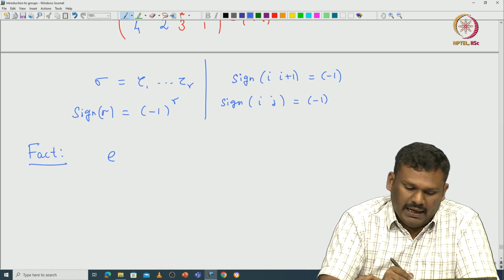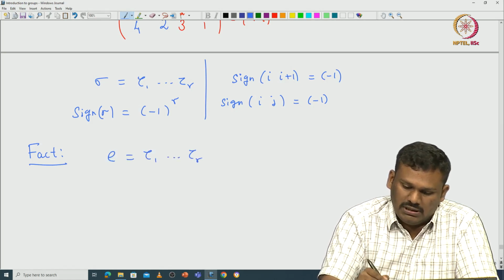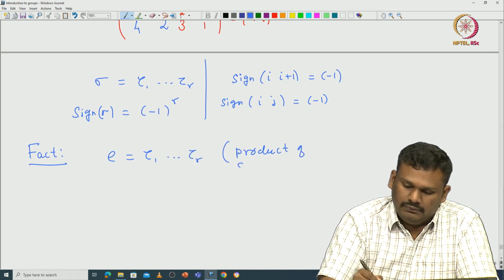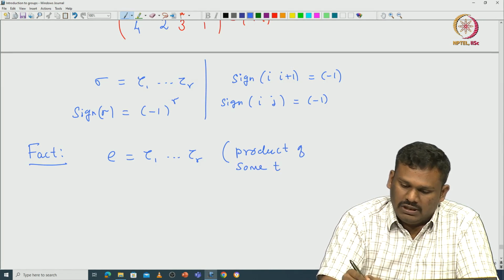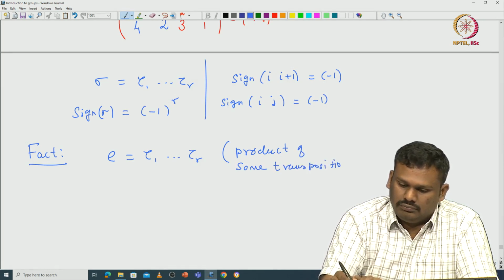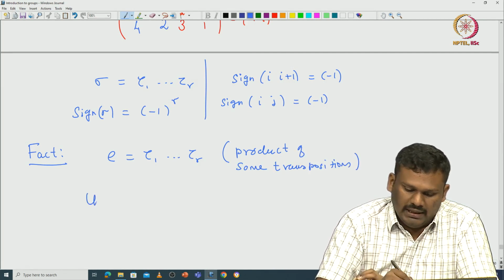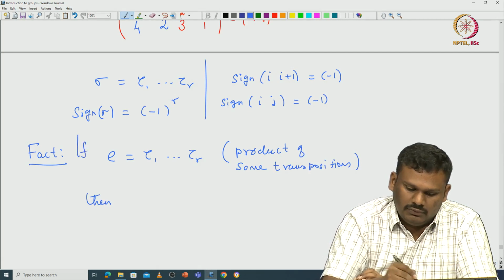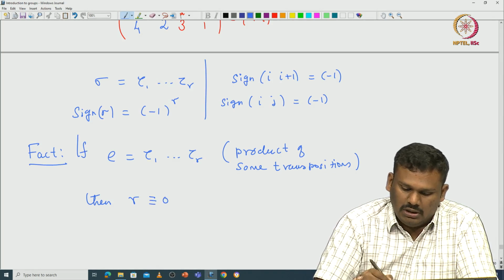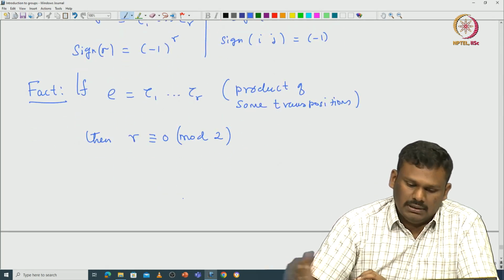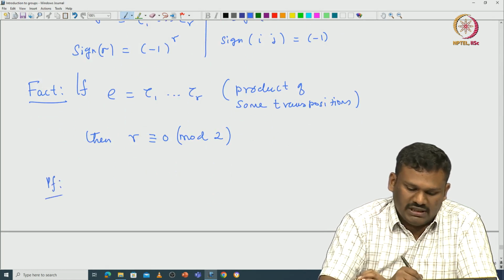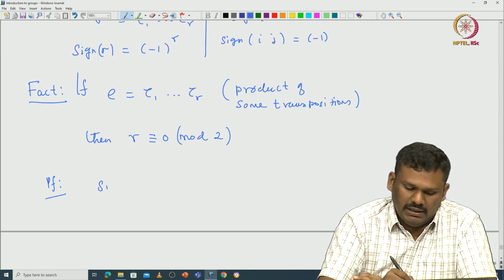If you write identity as a product of some transpositions, then this r must be congruent to 0 modulo 2. Why? The proof is simple. You just apply the sign map on both sides.